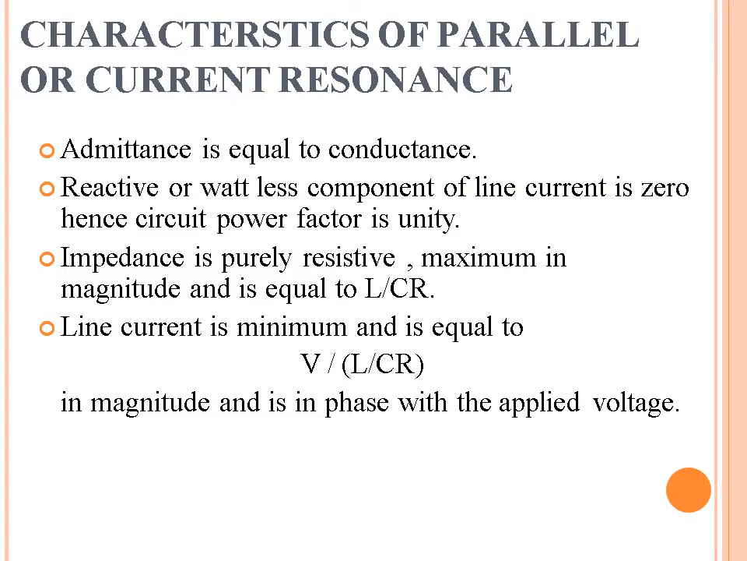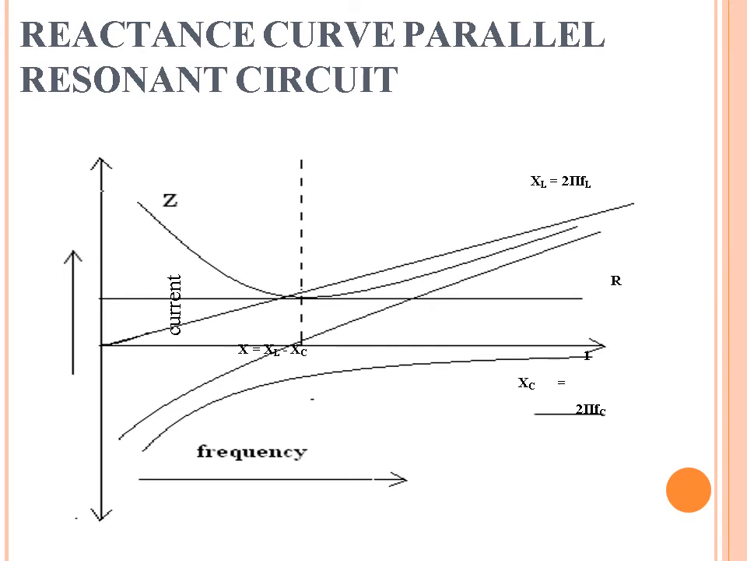Now we are going to see the characteristics of parallel or current resonance. The first characteristic is admittance, which will be equal to conductance. The reactive or wattless component of line current is 0, hence the circuit power factor is unity. Impedance is purely resistive, maximum in magnitude, and equal to L by CR. Line current is minimum, equal to V by L by CR in magnitude, and is in phase with the applied voltage. The resonance curve of the parallel resonance circuit is represented here between frequency and current.